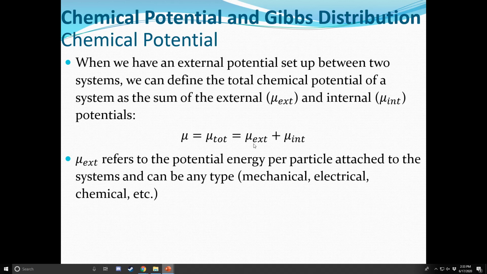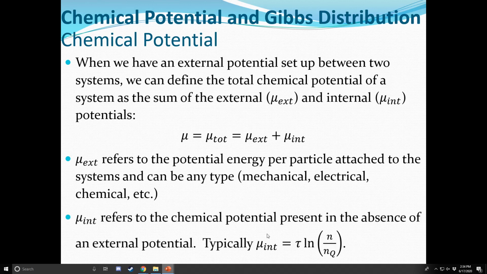But let's say the thing that's maintaining the concentration potential difference was gravity, then this would end up being the gravitational potential energy between the two systems. So this mu external is really dependent on what exactly is acting as our outside potential energy system. You'll see what I mean in a second, but I just want to point out that the internal one is always going to be that tau ln equation that we got before.